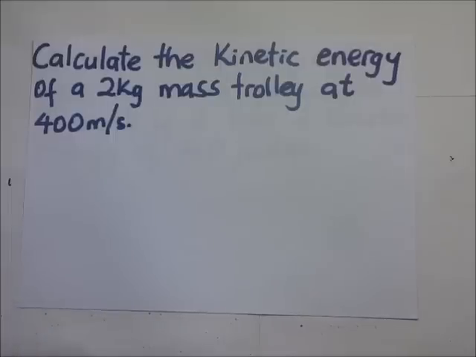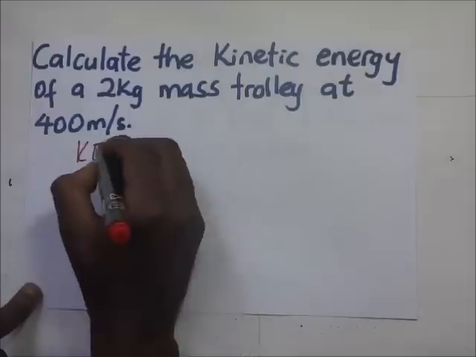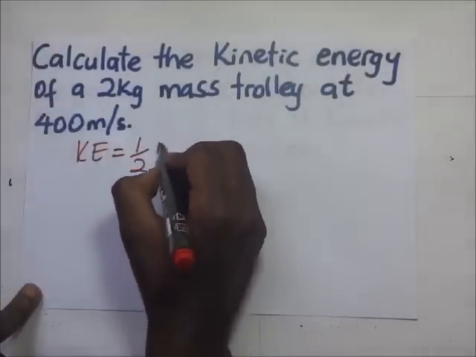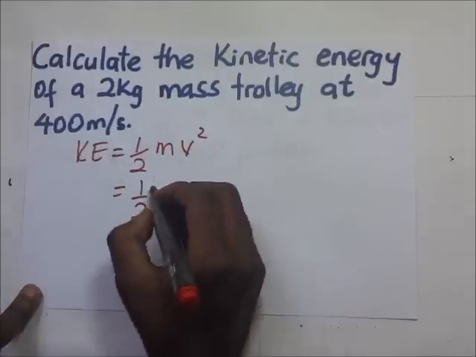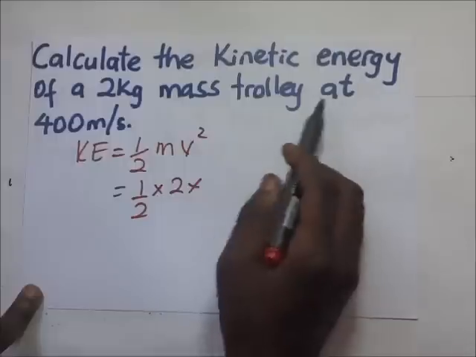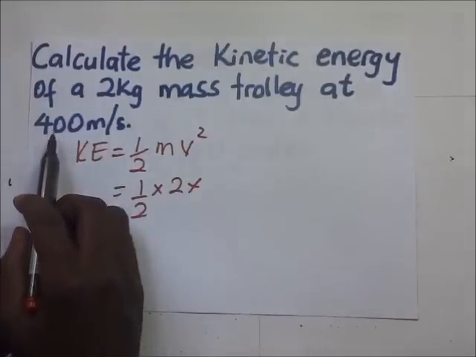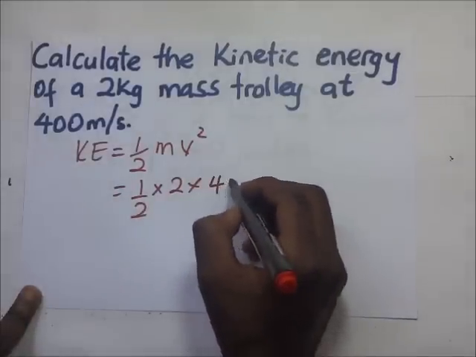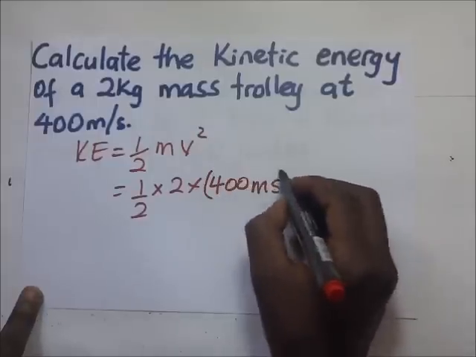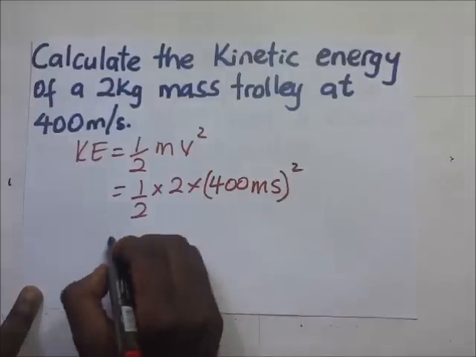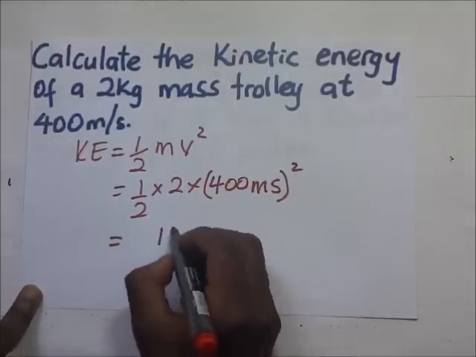Calculate the kinetic energy of a 2 kilogram mass trolley at 400 meters per second. We shall put the formula for kinetic energy right away. Kinetic energy is going to be equal to a half times mass times velocity squared. This is going to be a half times the mass, which is 2, times velocity squared. Now the velocity of this thing is 400 meters per second. This is squared. So our answer is going to be 16.